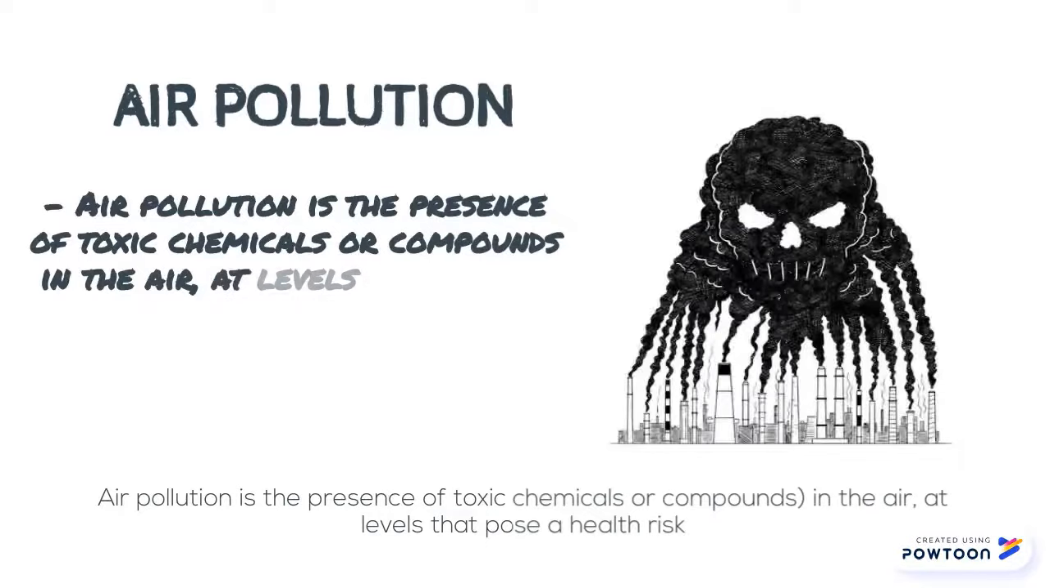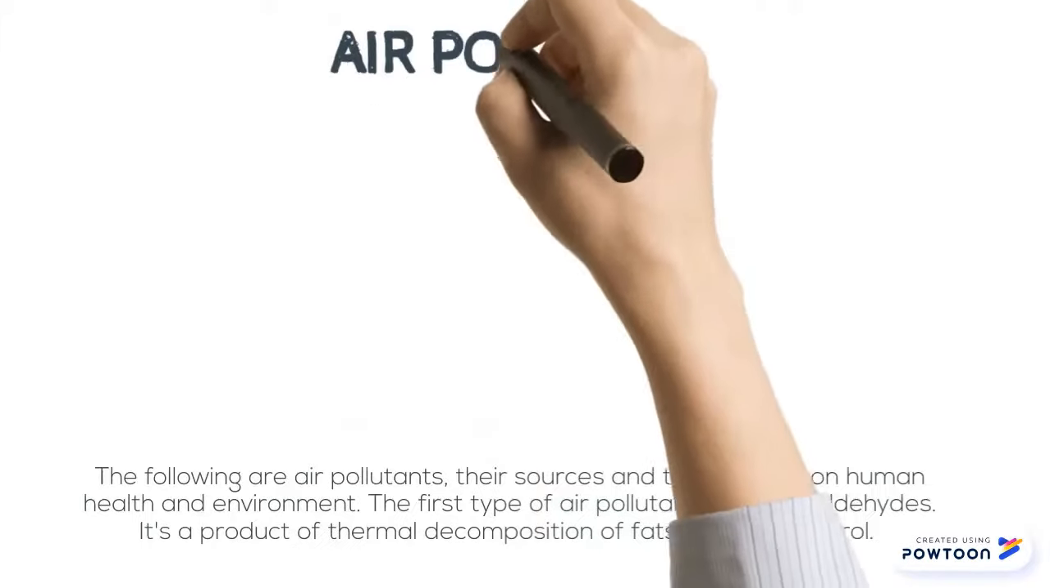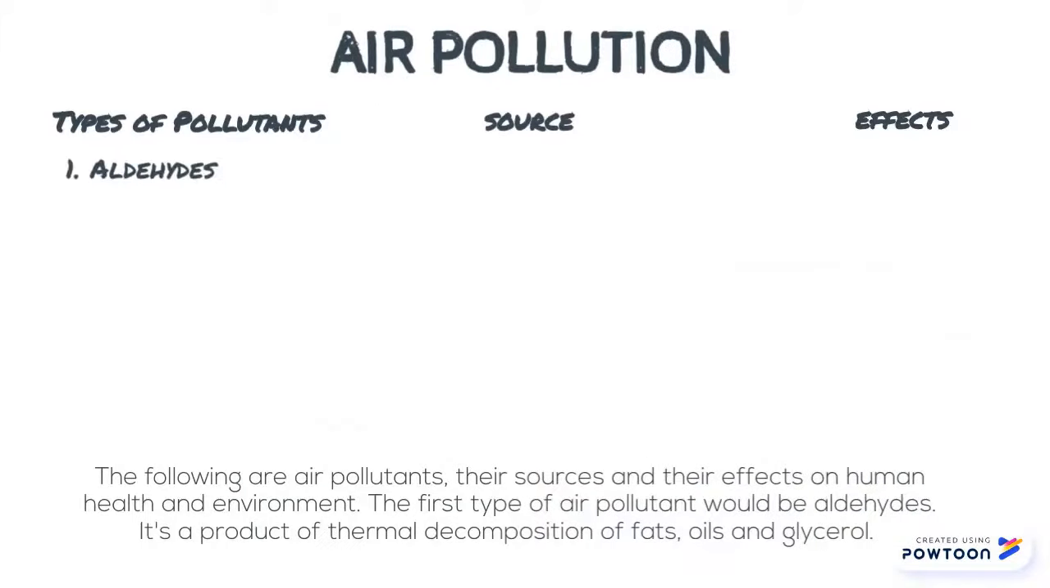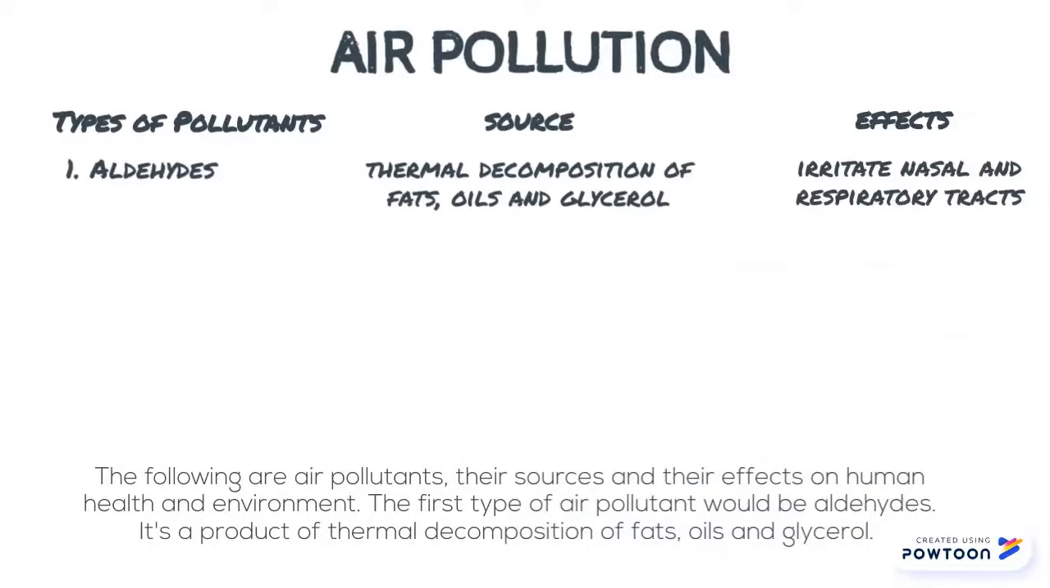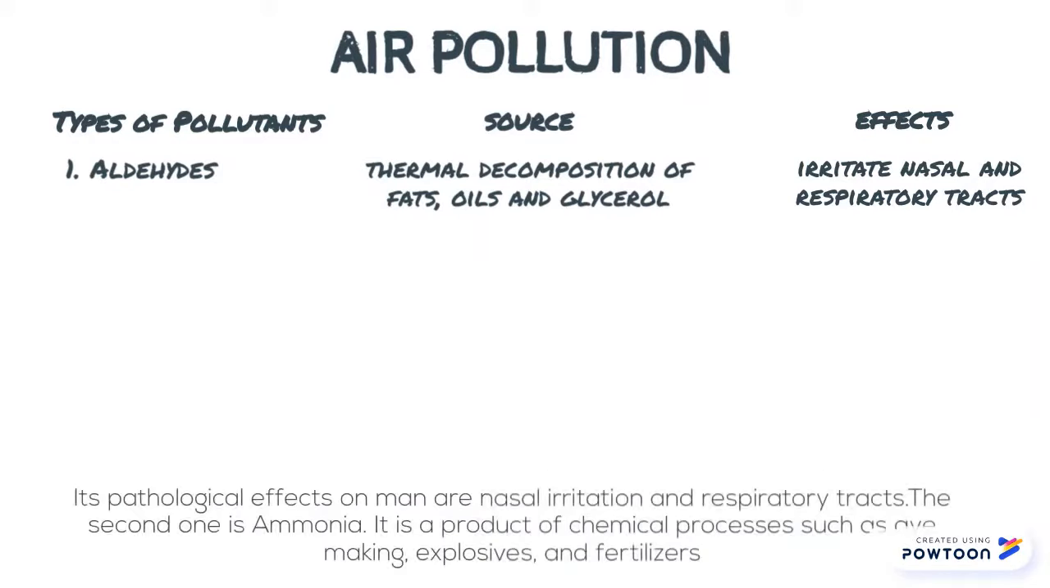Let's move on to air pollution. Air pollution is the presence of toxic chemicals or compounds in the air at levels that pose a health risk. The following are air pollutants, their sources, and their effects on human health and environment. The first type of air pollutant would be aldehydes. It's a product of thermal decomposition of fats, oils, and glycerol. Its pathological effects on man are irritation of the nose and respiratory tracts.